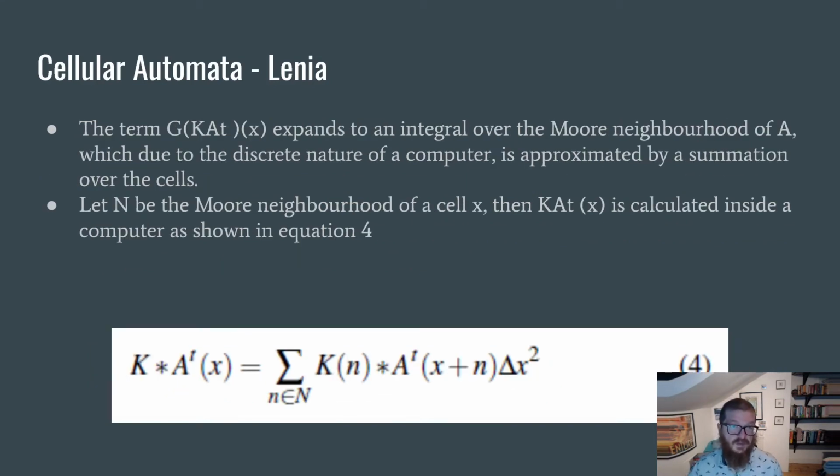Finally, the term G applied to K of A_t at the point X expands to an integral over the Moore neighborhood of A, which, due to the discrete nature of a computer, is approximated by a summation over the cells. If we let N be the Moore neighborhood of a cell X, then K of A_t at X is calculated inside a computer as shown in equation 4.